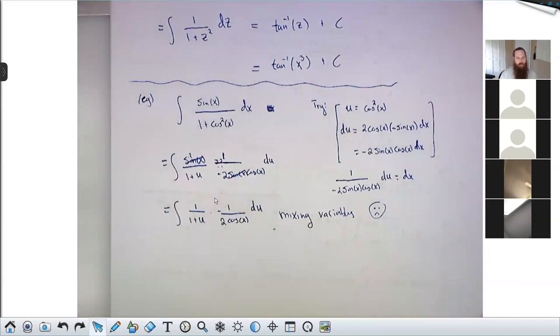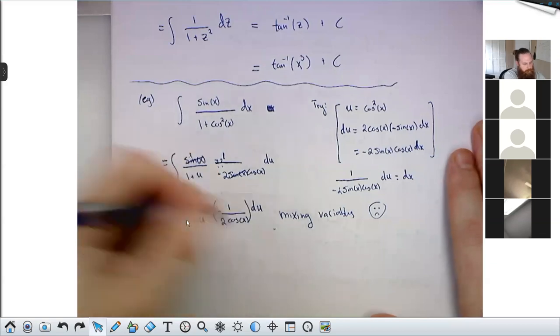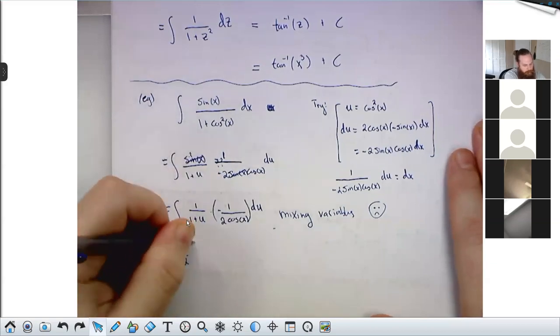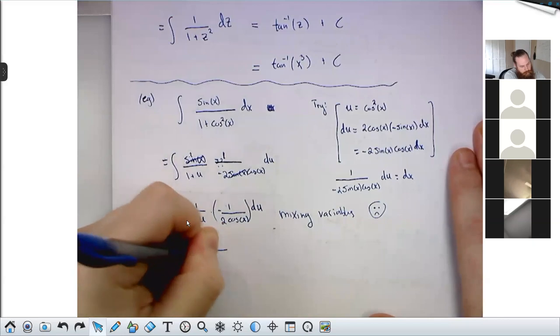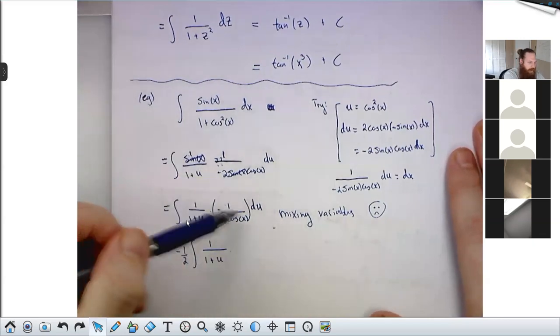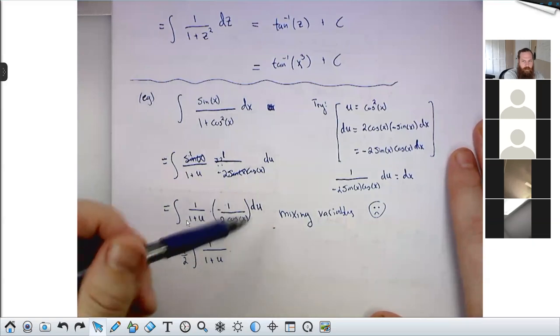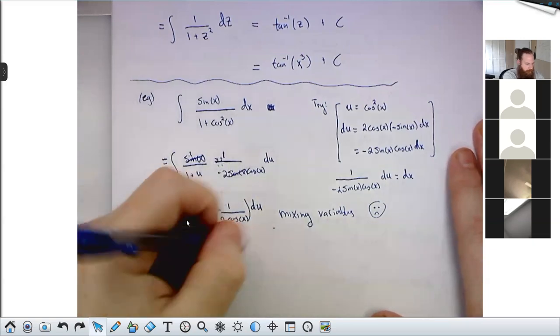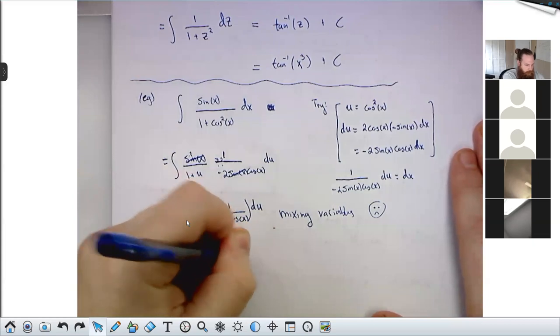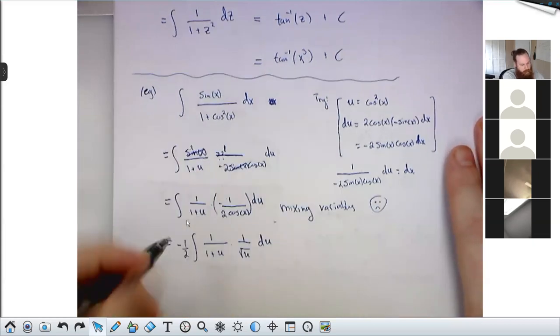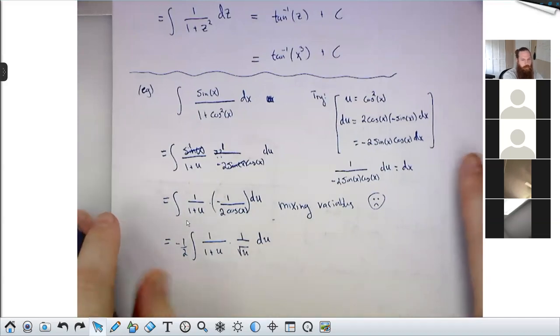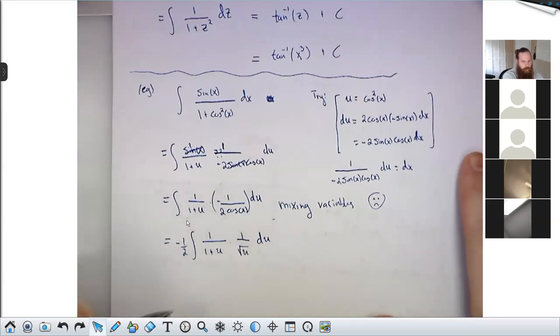There's no nice way to get rid of this cosine. The sines cancel, but the cosines don't go away. So we're in trouble again. You could pop out the negative 1/2. 1 over 1 plus u is there. And then there is a way to do this. Cos x is the square root of u. So this is 1 over the square root of u du. And now we did manage to make it go through. We are able to get everything in terms of the new variable. But again, I need to ask, is this simpler than that?